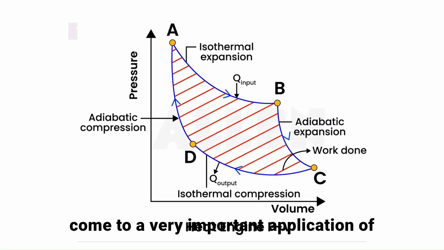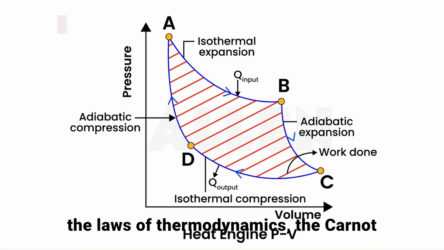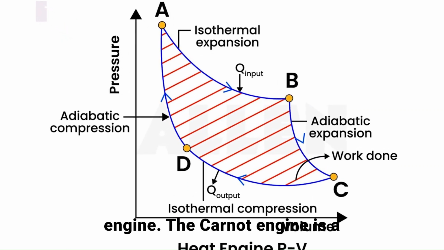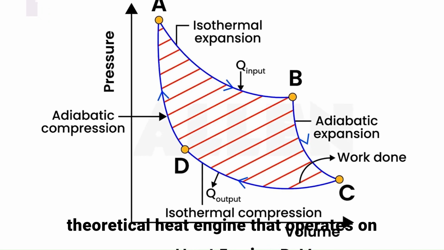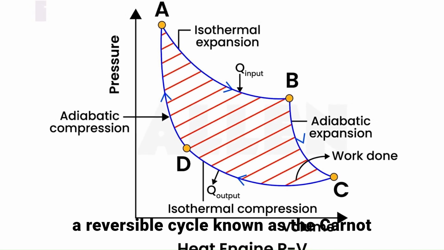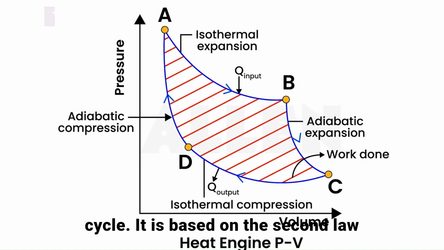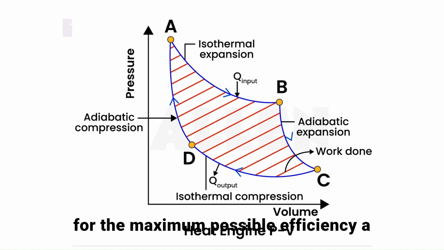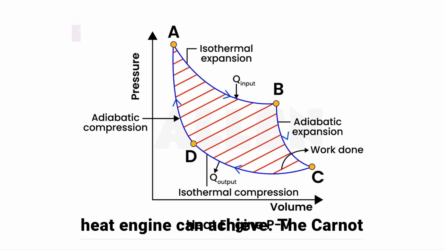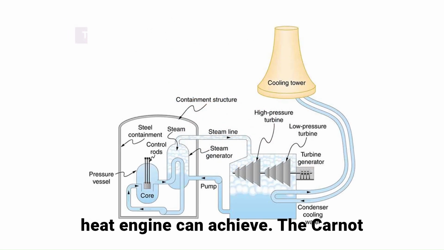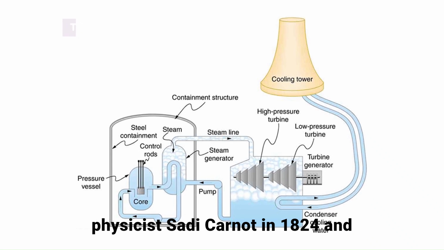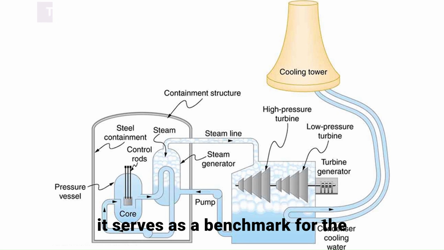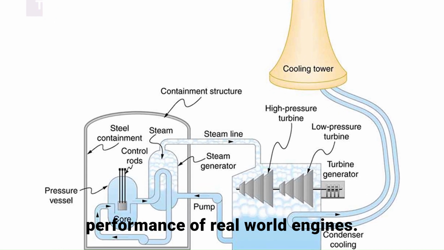Now, we come to a very important application of the laws of thermodynamics, the Carnot engine. The Carnot engine is a theoretical heat engine that operates on a reversible cycle, known as the Carnot cycle. It is based on the second law of thermodynamics and provides a model for the maximum possible efficiency a heat engine can achieve. The Carnot engine was first proposed by the French physicist Sadi Carnot in 1824, and it serves as a benchmark for the performance of real-world engines.